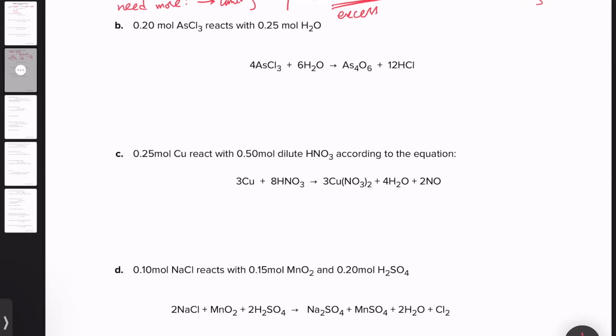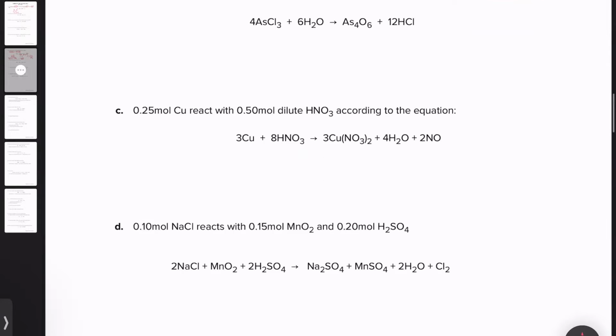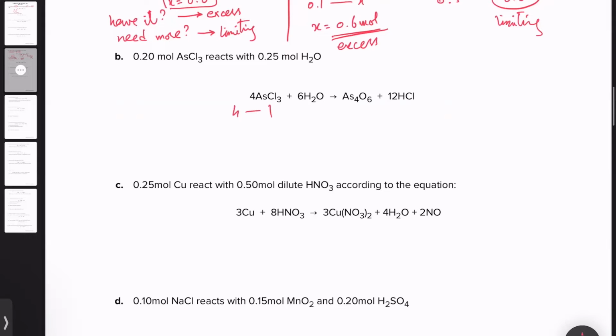I'm sorry, I did the first one. Okay. B and part. Yeah, AsCl3 is the limiting reactant. So which method did you use? The least product one. Okay, least product method. So which product did you use? As4O6. Okay, so for AsCl3, 4 gives 1, so 0.2 should give X. So X will come out to be 0.05, right? Yep. And in that case, 6 will give 1.